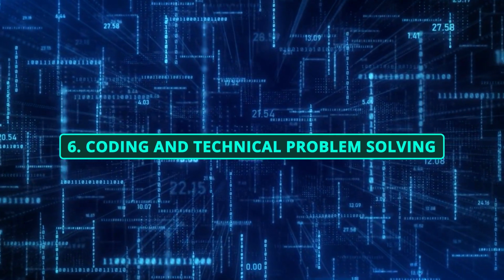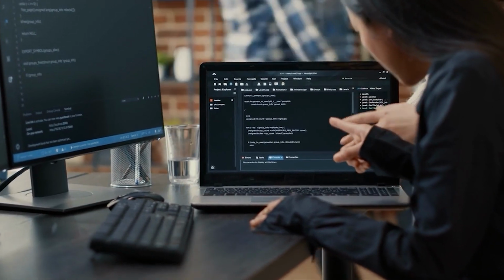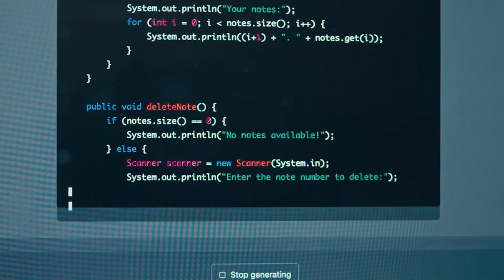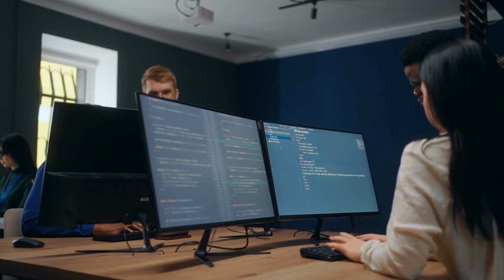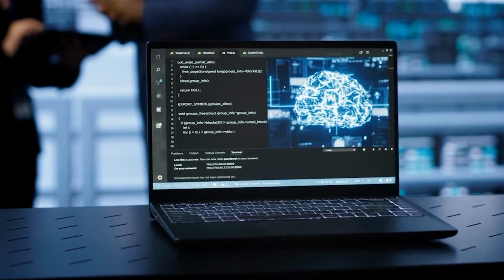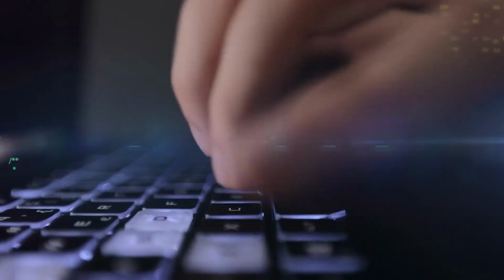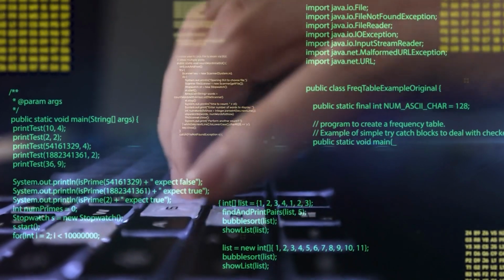6. Coding and technical problem solving. If you're a developer, you know that sometimes coding problems can feel like solving a Rubik's Cube. But with O3, it's like having a coding partner who's always available to help you debug your code, optimize functions, or even create something from scratch. I've used O3 to write small code snippets and even troubleshoot errors in my own projects. It's a solid assistant for when you're stuck or need to quickly prototype something without spending hours figuring out syntax.